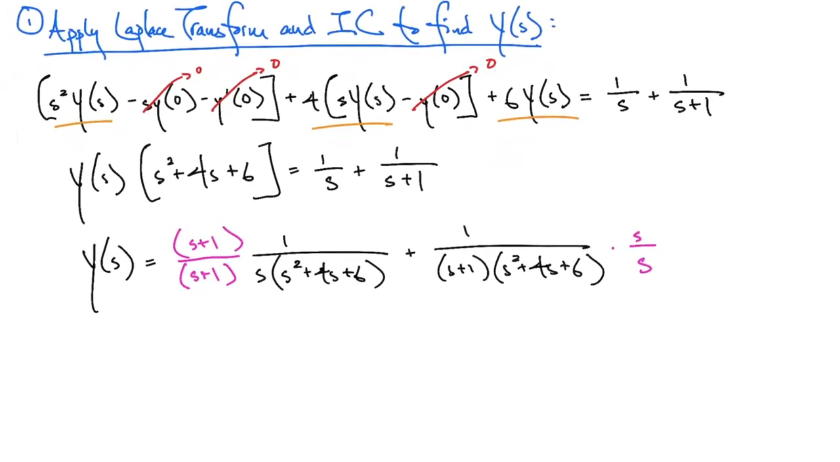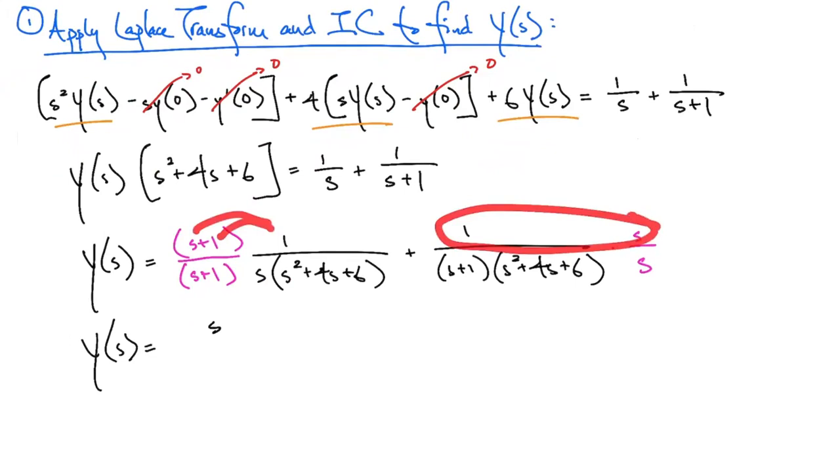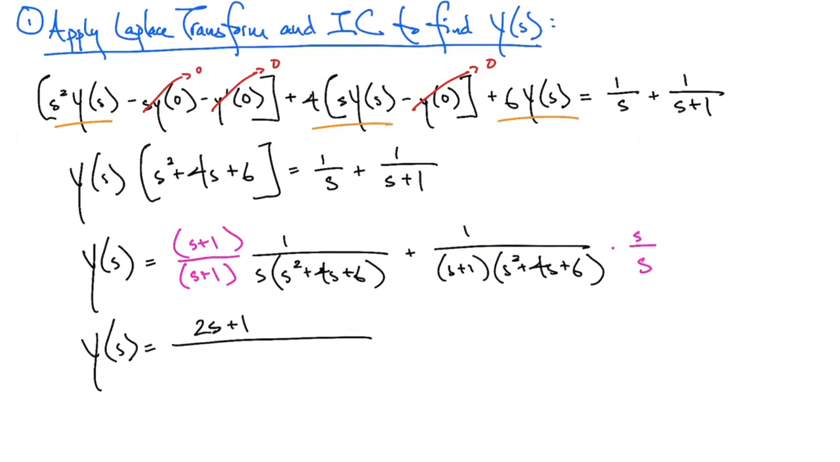And so that, my friends, gives us Y of s equals, what do we have? Well, we're going to have s plus 1 plus s. So we can actually say 2s plus 1 for our numerator. And then in the denominator, we have s times s plus 1. Those are both linear. And then I have an irreducible quadratic, right?